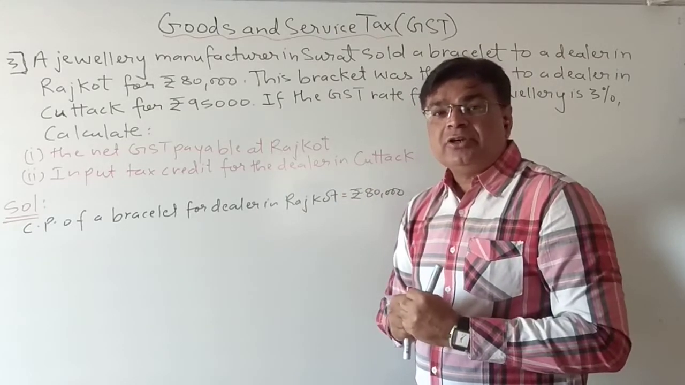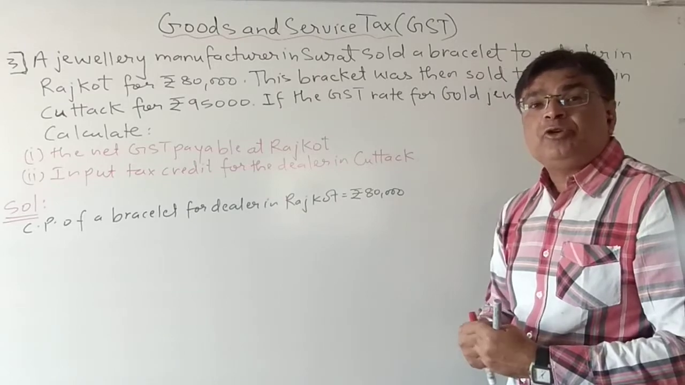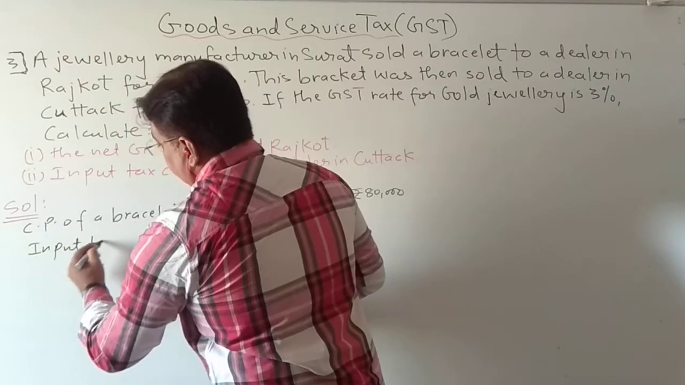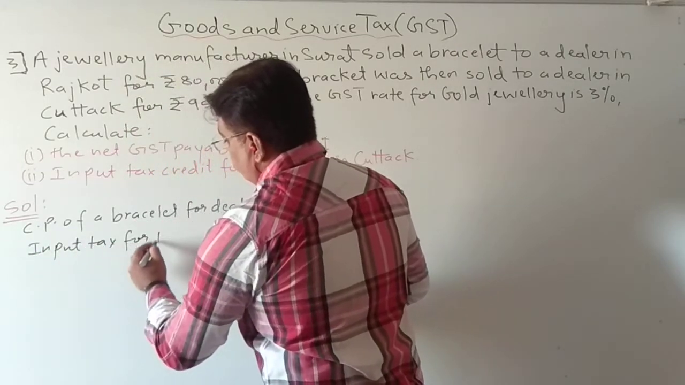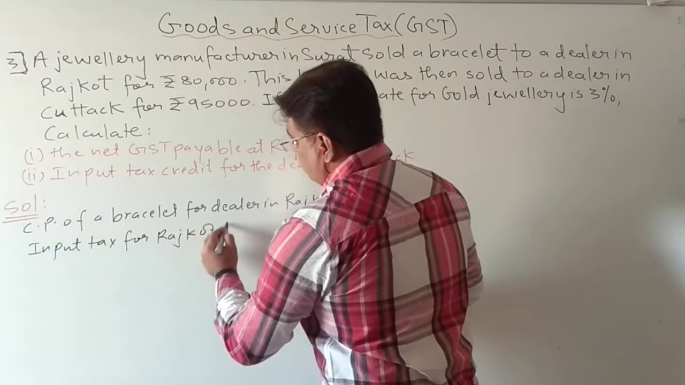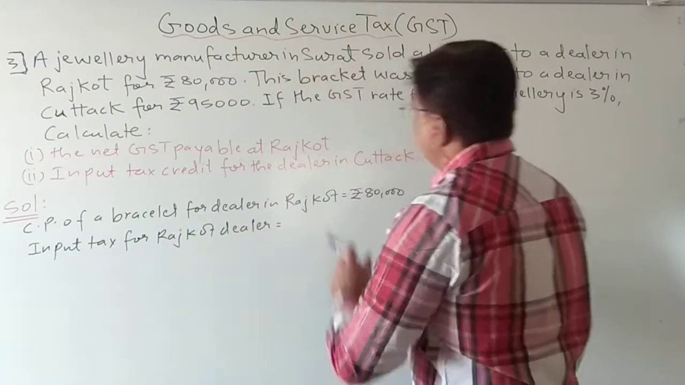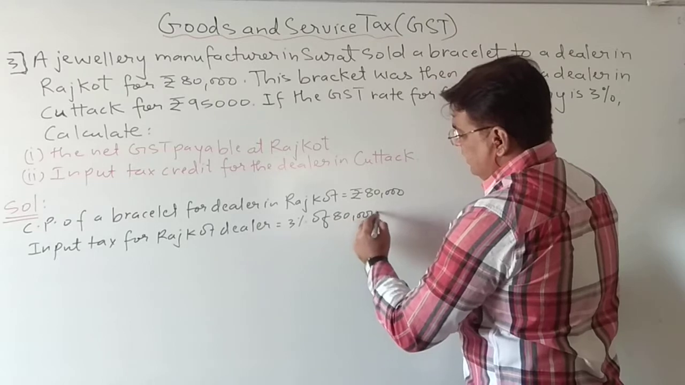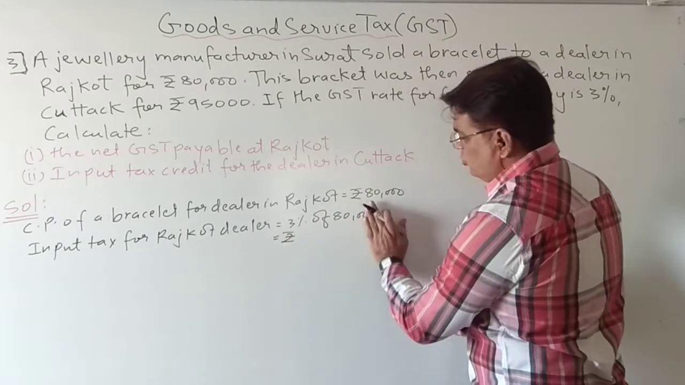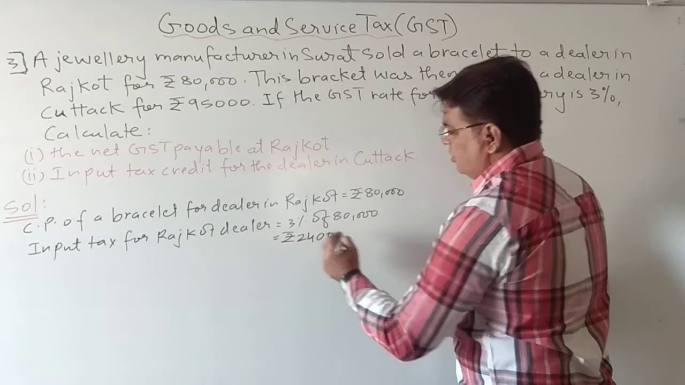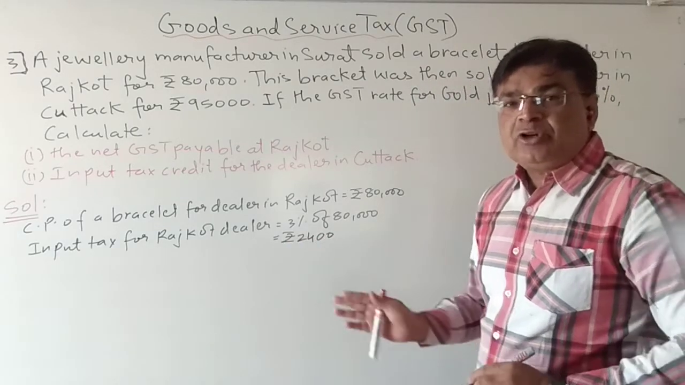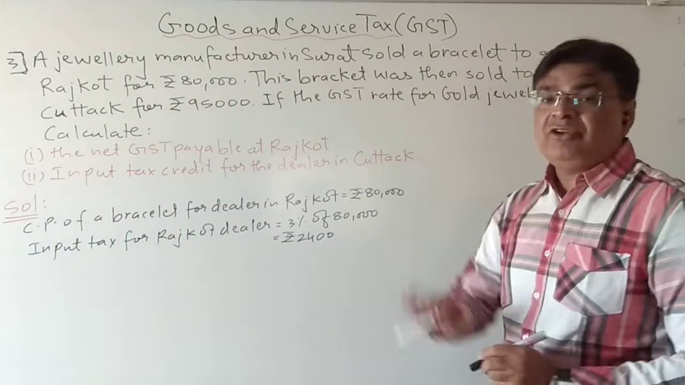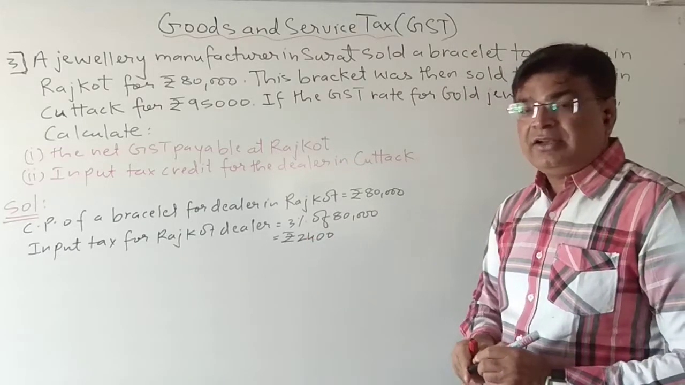And what is that tax called? He is bringing the things in, so input tax. So let us calculate the input tax for the Rajkot dealer. Here it is already given as 3%. So 3% of 80,000 will come to rupees, two zeros will be gone, so 2400. So Rajkot dealer has given 2400 as tax to the Surat manufacturer.